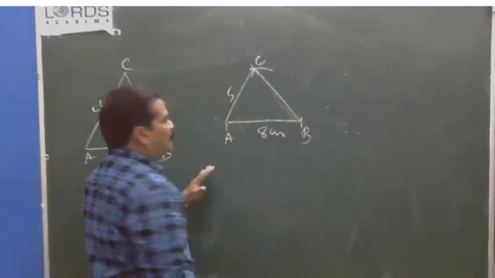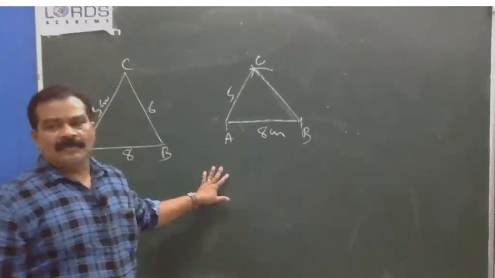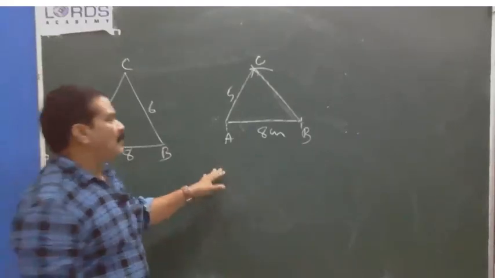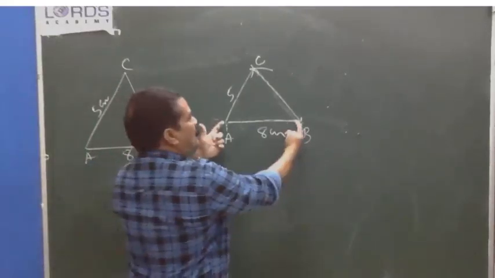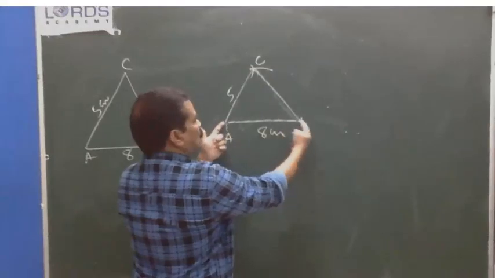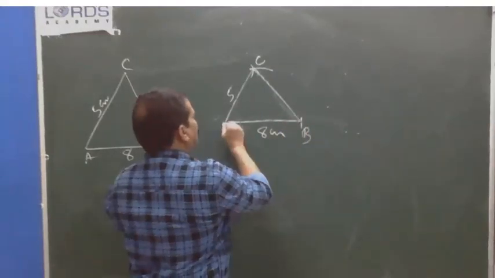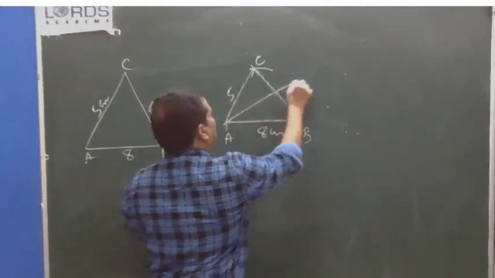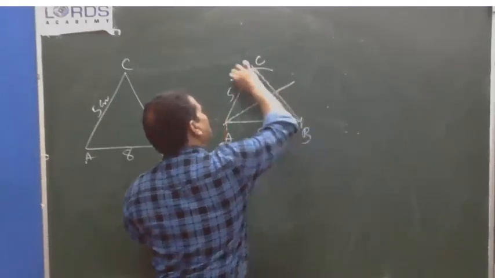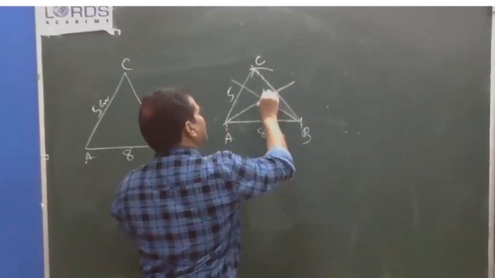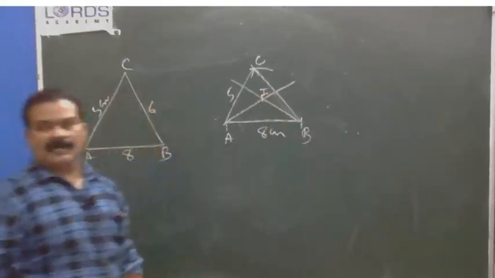Then the next step is to find the incenter. To get the incenter, you draw the angle bisectors of any 2 angles. Let it be this one, angle bisector like this. You draw it. This will be I.